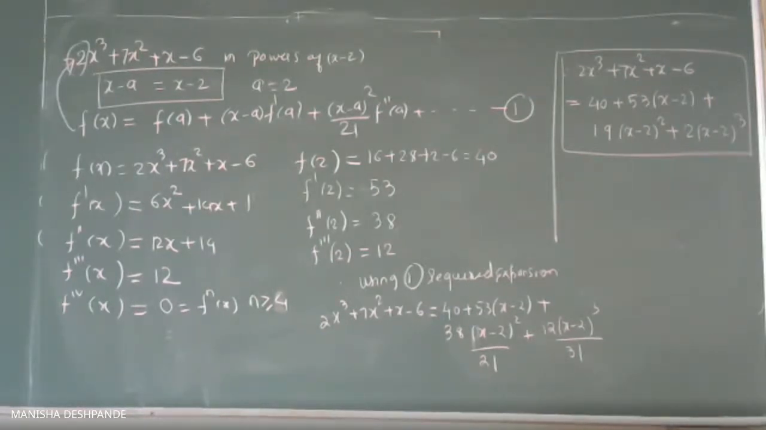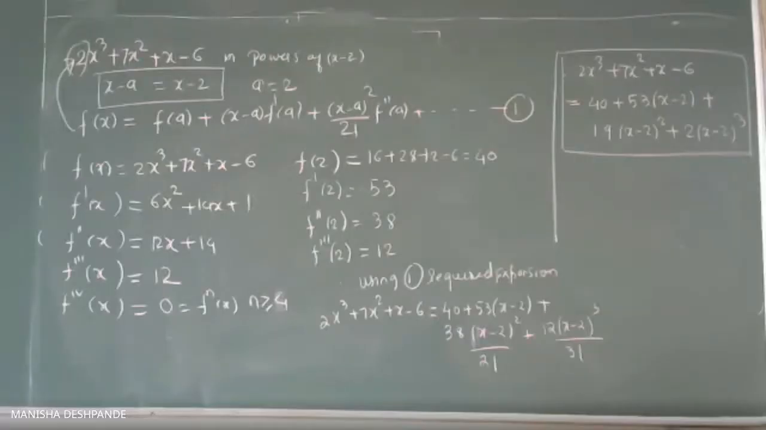Understood what's the small change? In the previous question it was x minus 2, now I am going with x plus 2. So what will be a? a will be minus 2, because x minus minus 2. Yeah, very good. So start solving and tell me the answer.